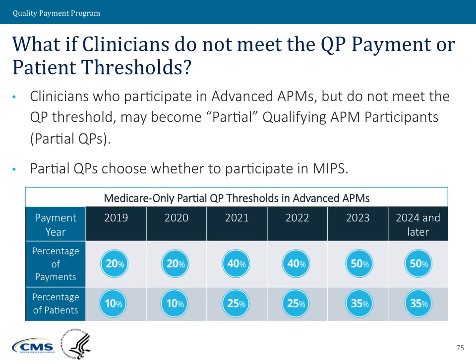So then there's this additional concept of a partial QP. We looked earlier at those QP thresholds. That's if you as a group, or in those certain cases individually, meet those QP thresholds, then you're a qualifying APM participant. You receive that 5% lump sum bonus. You're excluded from MIPS. And in the long run, you'll get those higher fee schedule updates.